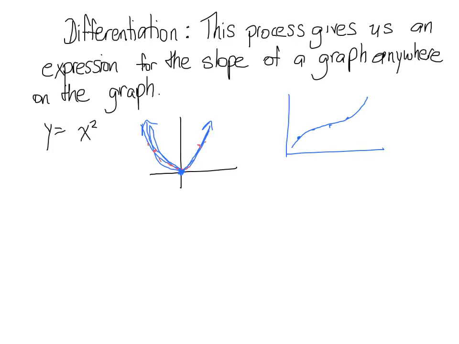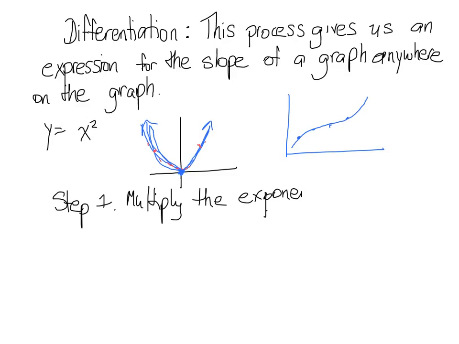All right. There is a two-step process for that. So step one, we need to multiply the exponent by the coefficient. And we'll talk about what each of these things are, just in case you're not sure. And that will give us the new coefficient.